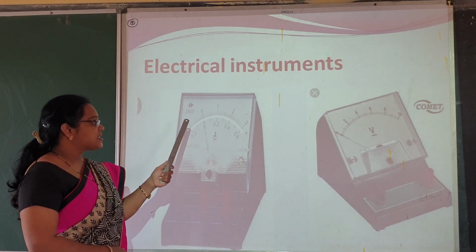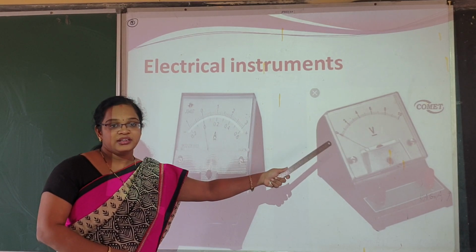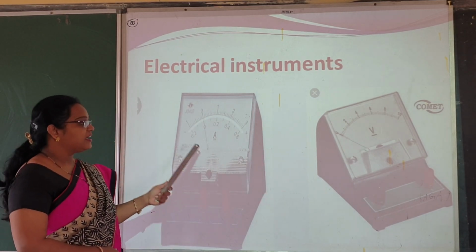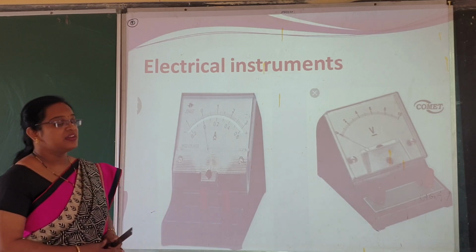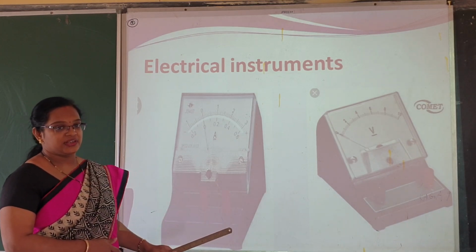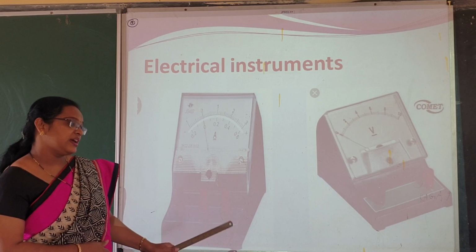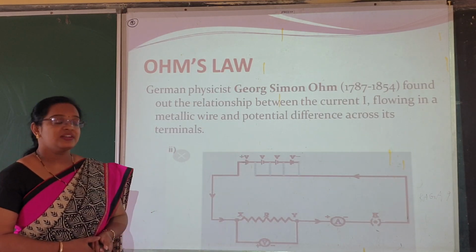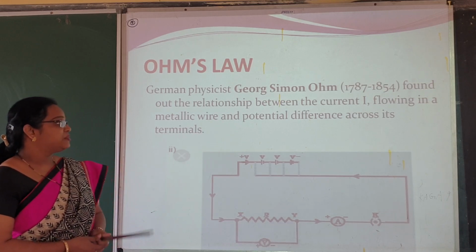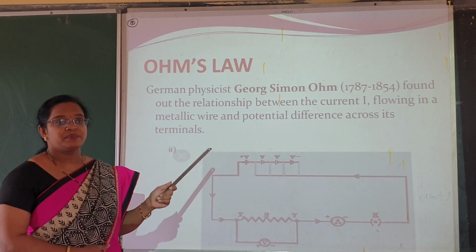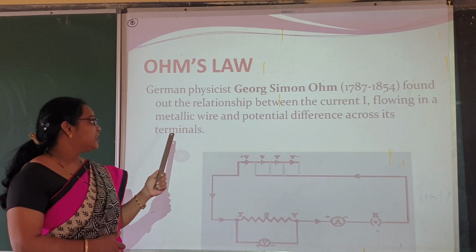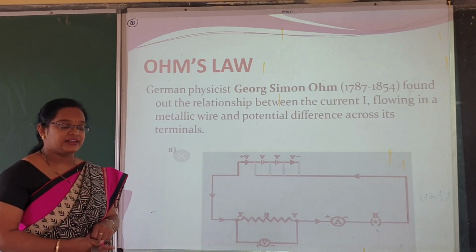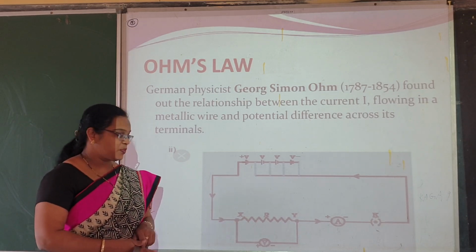How the electric current I and the potential difference V shown by the voltmeter are related is defined by Ohm's law. Ohm's law tells how V and I are related. The German physicist George Simon Ohm found the relationship between the current I flowing in a metallic coil and the potential difference across the conductor. So he performed one experiment.